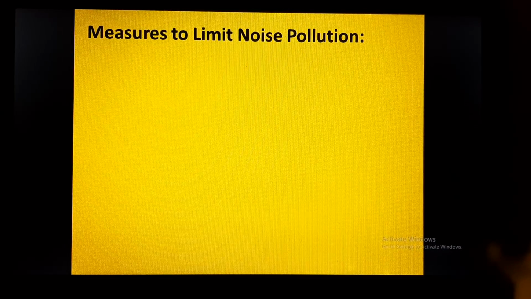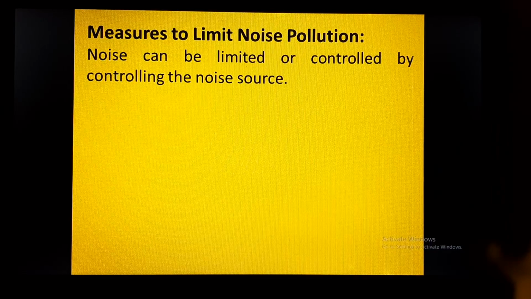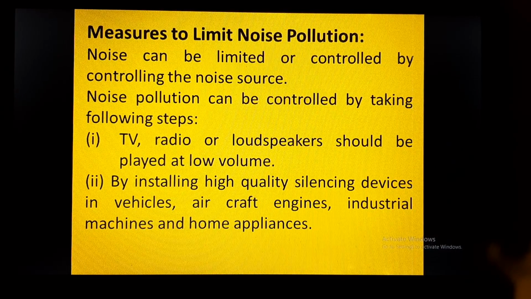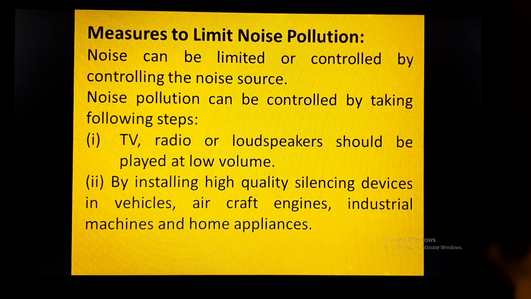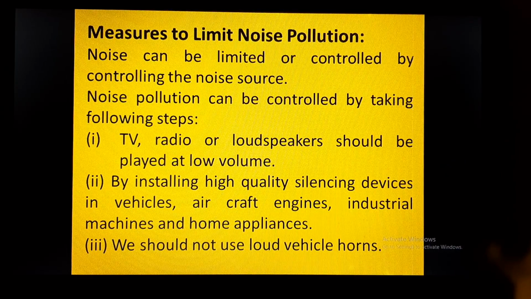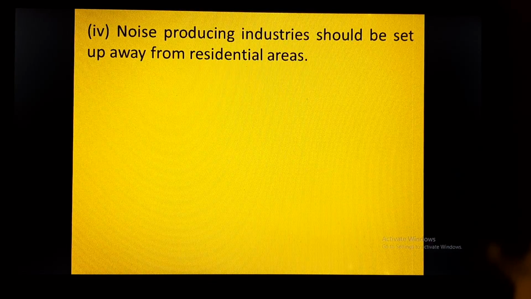Now, what are the measures to limit noise pollution? Noise can be limited or controlled by controlling the noise source. If we control the source from which the noise is coming, we can limit the noise. Noise pollution can be controlled by taking the following steps. TV, radio, loudspeakers should be played at low volume. By installing high quality silencing devices in vehicles, aircraft engines, industrial machines and home appliances, we can reduce noise pollution. Many places you must have seen no honking or no horn. By avoiding the use of vehicle horns, we can reduce noise pollution.